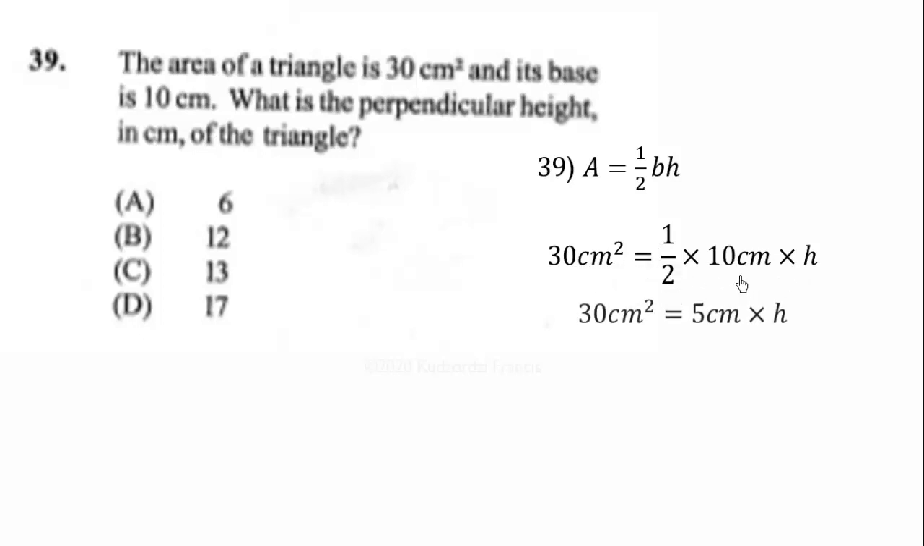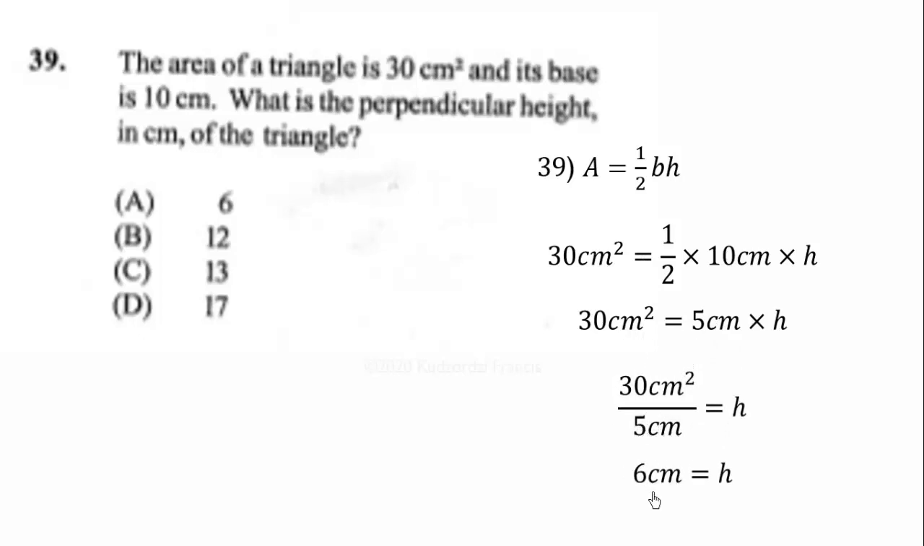We need to simplify this. We know half of 10 is 5. Divide both sides by 5 to get the height is 30 centimeters squared over 5 centimeters, and that will give us 6 centimeters. So the correct answer is A.